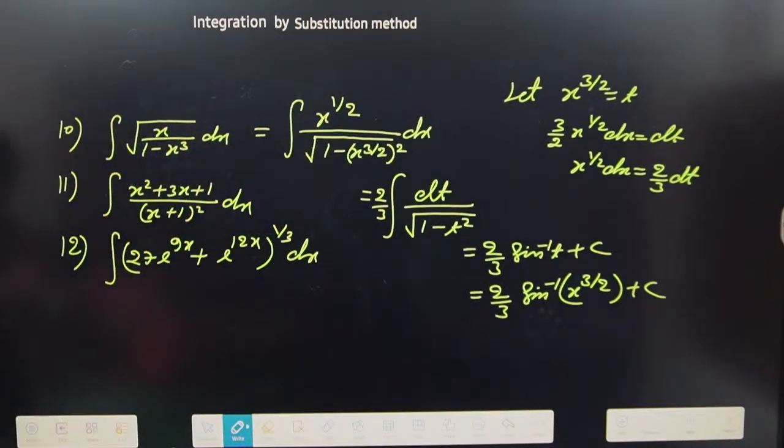Okay, if anyone faces any doubt at any step, then comment it. I will discuss again.